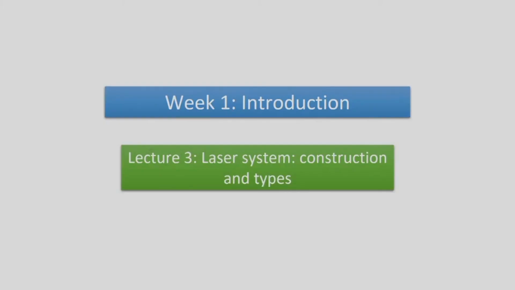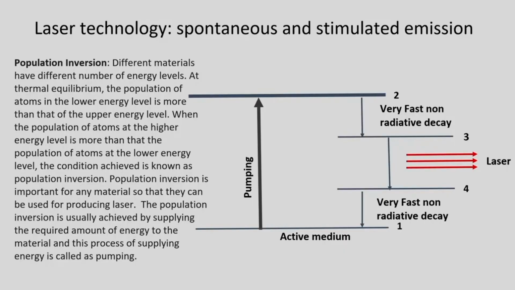In this lecture we will be studying the laser system, its construction and various types of lasers which are used in the industry. In our previous class we have seen how exactly laser is getting produced, what its principle of operation, what is the meaning of the population inversion as well. So, let us revise again the concept of population inversion.